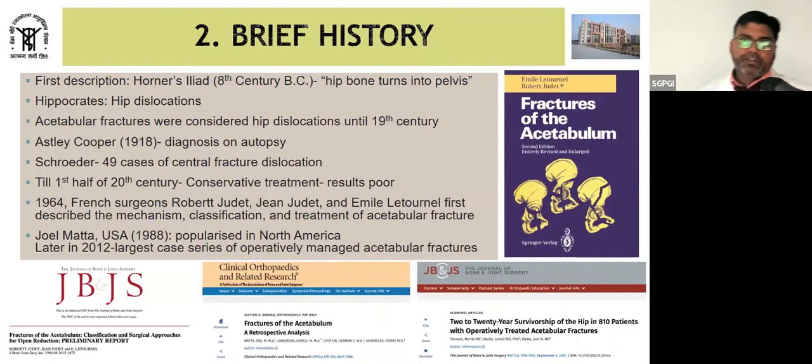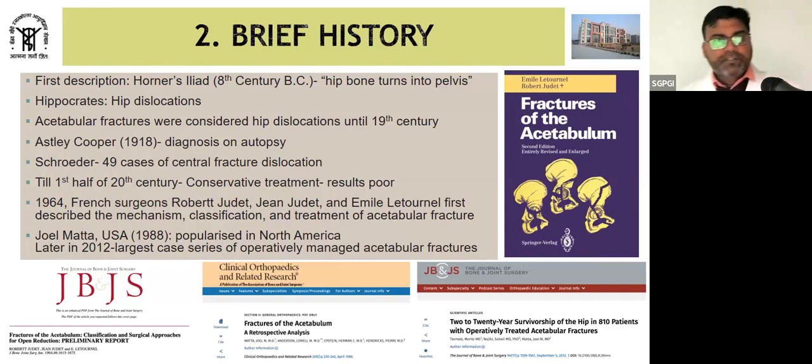Now coming to the brief history of the acetabulum, the first description was given in around the 8th century BC in the literature of Homer's Iliad, where they described the hip bone turning into the pelvis, that means going inside the pelvis. It was Hippocrates who first described hip dislocations, and until the 19th century, acetabular fractures were considered to be hip dislocations only. There was no demarcation made between the dislocations and the acetabular fractures. The first actual literature on acetabular fracture was given by Astley Cooper in 1918, and this was described on an autopsy specimen.